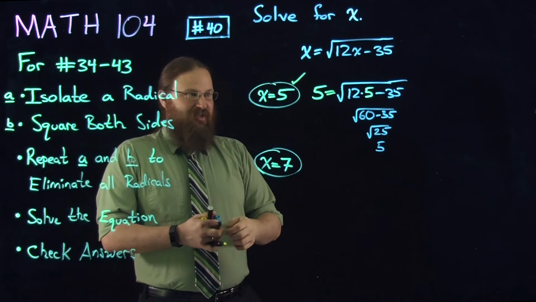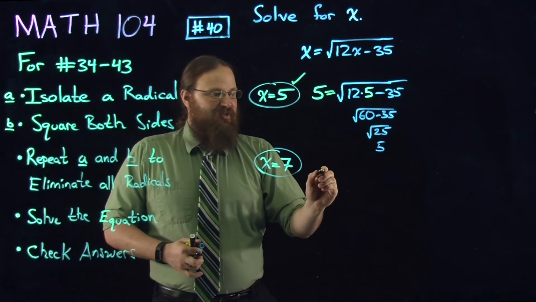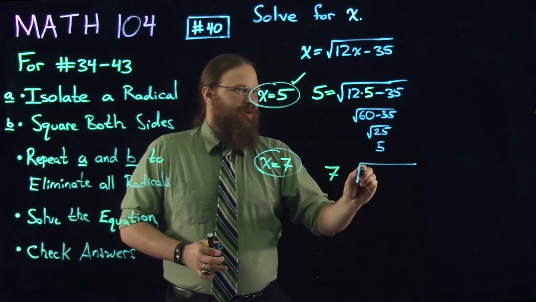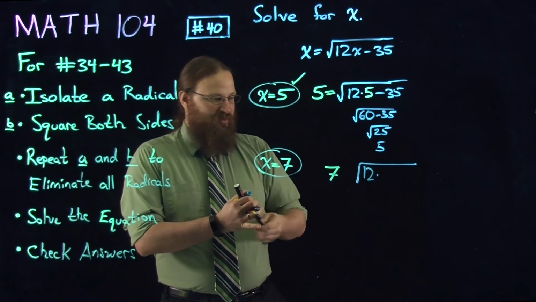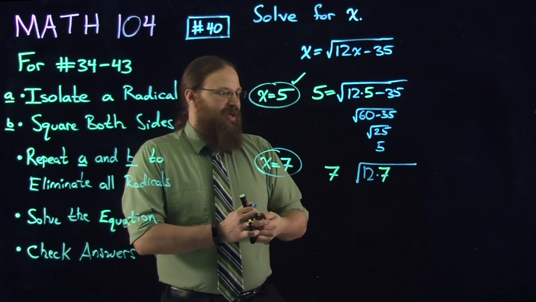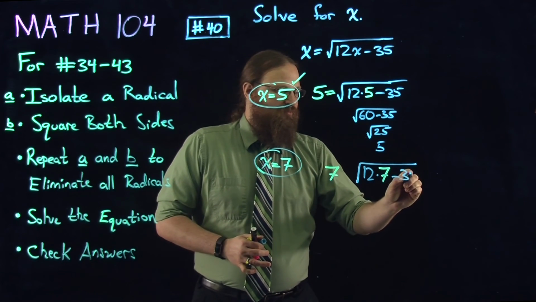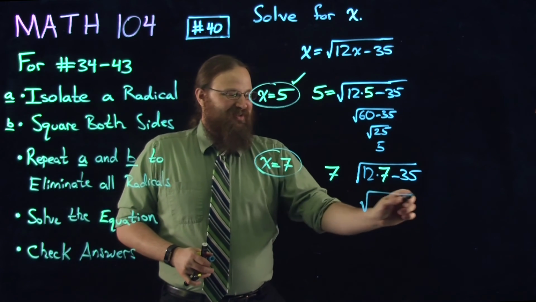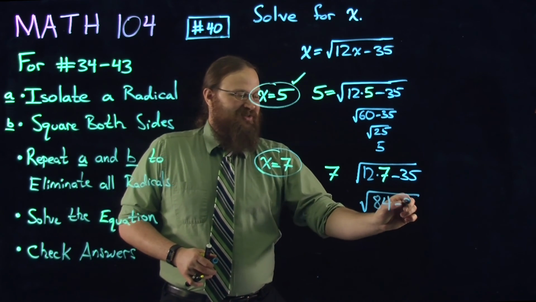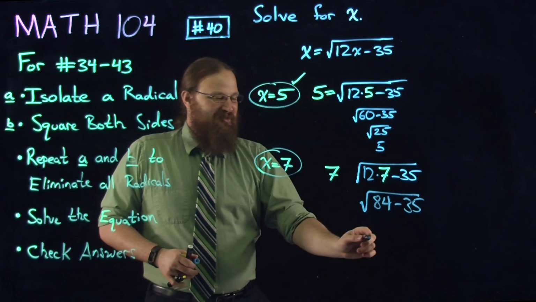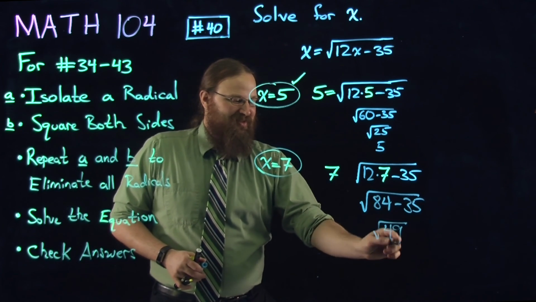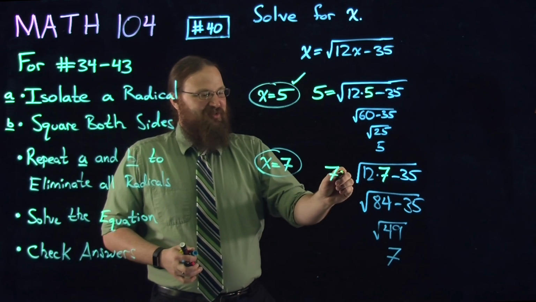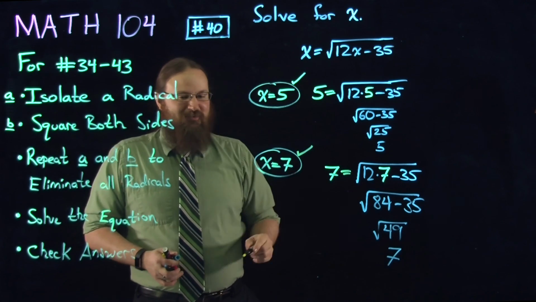Let's do the same for 7. So plugging in 7 for x, and we're going to see if this is equal to the right hand side, which is the square root of 12 times x, which in this case is 7, minus 35. So 12 times 7, 84, minus 35. 84 minus 35 is 49, which is 7. So the left-hand side and the right-hand side are equal. Both solutions are good.